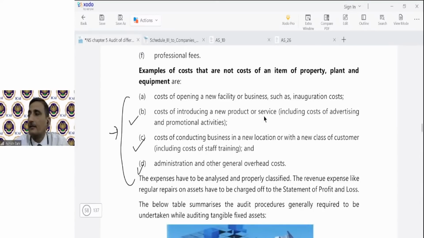ये स्टूडेंट्स बता सकते हैं आप क्या रीजन है कि कॉस्ट ऑफ इंट्रोड्यूसिंग ए न्यू प्रोडक्ट या कॉस्ट ऑफ एडवर्टाइजिंग ए न्यू प्रोडक्ट इट इज नॉट कैपिटलाइज्ड? Yes, students, because these are not tangible items.